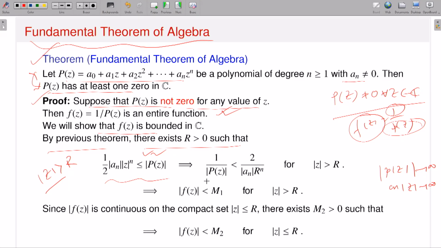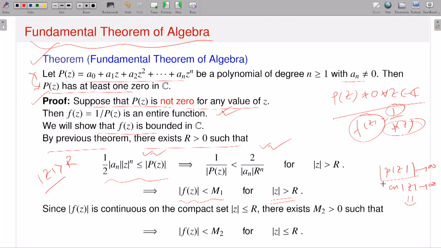Now then what will happen? You just take the reverse. So if I take 1 by mod p(z), it is dominated by 2 by mod a_n times R^n, that is also true. If I take mod z equal to R, that is okay. So this implies that modulus of f(z) is strictly less than some number m1, for all mod z greater than R. In other words, this is a kind of mathematical way of writing, but you just look at this argument, that is okay. Now, modulus of p(z) approaches infinity as mod z approaches infinity.